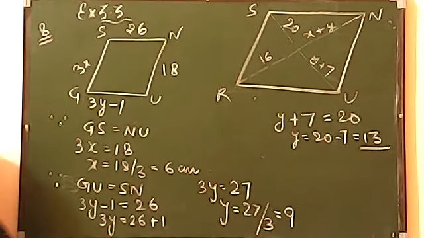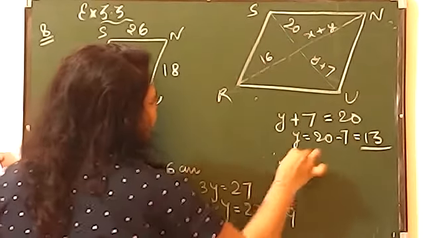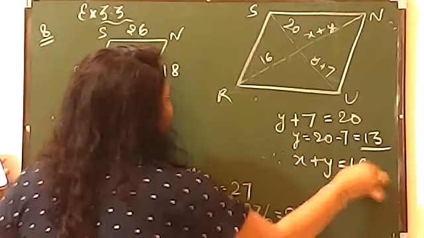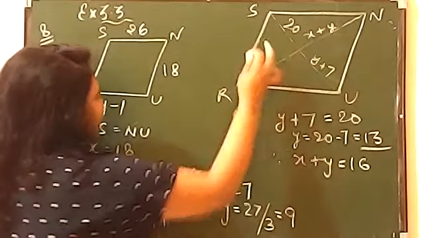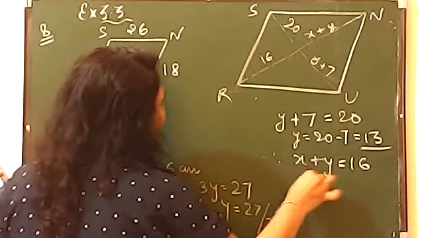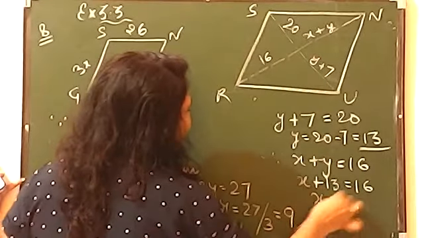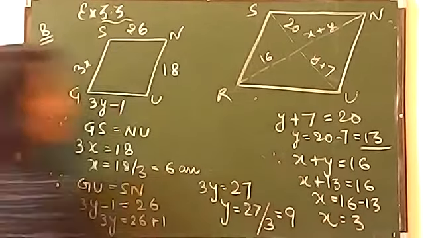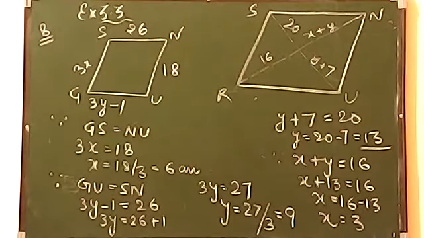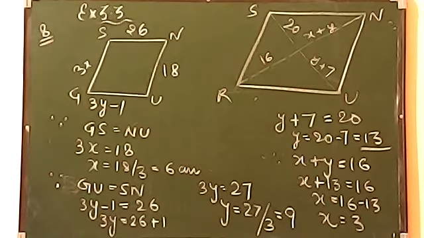Okay. Now let's move on to the next one. X plus y is equals to 16, which is given for the second diagonal part. So this part is equal to this. So here the value of x is unknown, y we just found, that was 13. So the value of x will be 16 minus 13, which will give you only 3. So the value of x will be 3. So this is all about question number 8 over here.